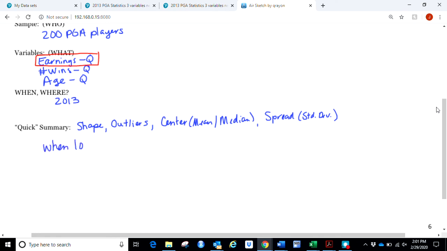So when looking at the earnings of PGA players in 2013. So notice there I've covered my variable I'm interested in as well as my population.